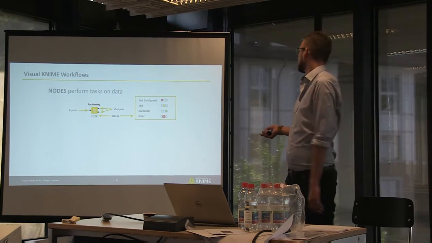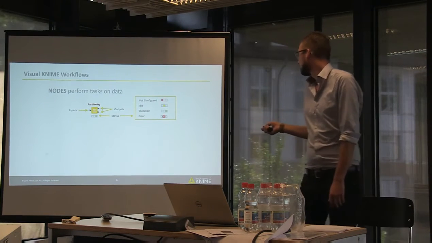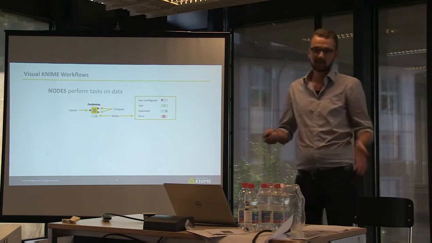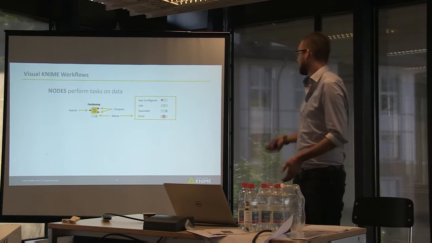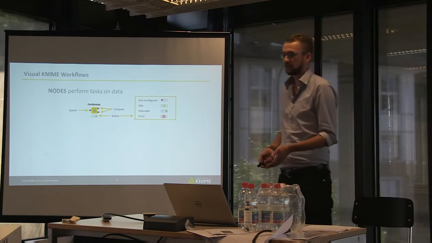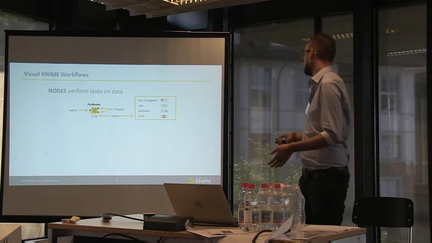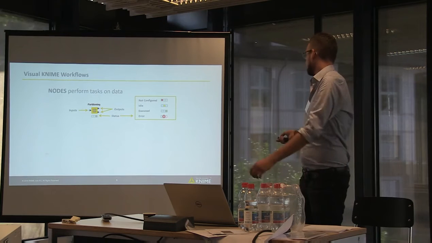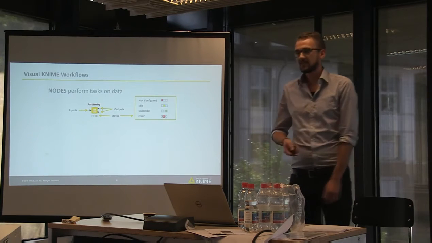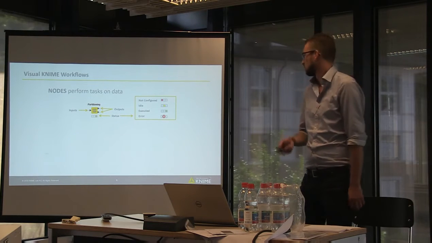We have four different statuses. If it's red, it's not configured, and it's waiting for more user input to be executed. If it's yellow, it's idle and ready to be executed. When it's green, it's executed, and you can access the data at the output ports. And if there's this red X, it means that there was an error during execution.